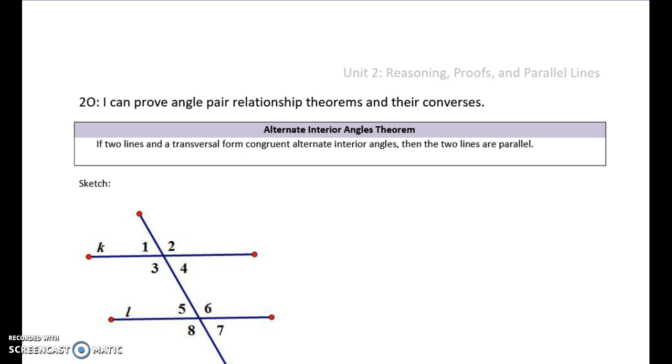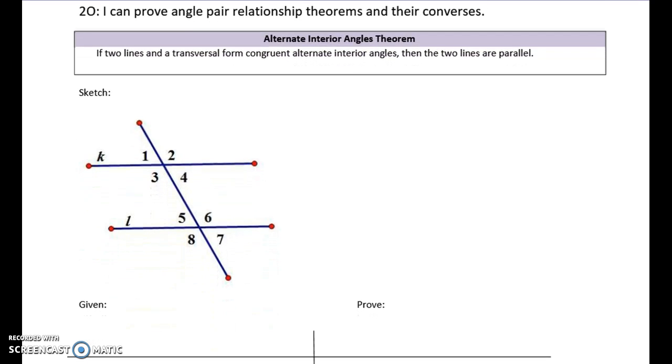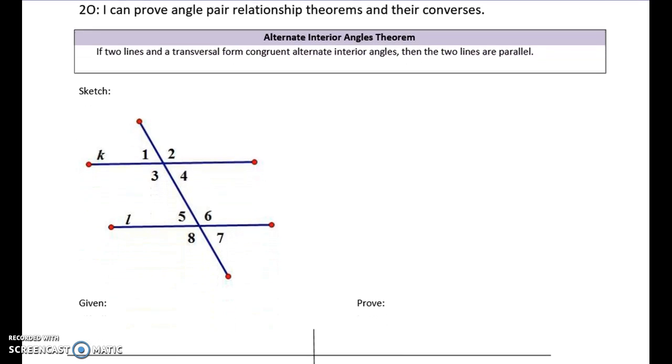The first thing we're going to prove is the alternate interior angles theorem. And the alternate interior angles theorem states, if two lines and a transversal form congruent alternate interior angles, then the two lines are parallel. So the basic way we do proofs, our given statement is always going to deal with the hypothesis of our if-then statement. Two lines and a transversal form congruent alternate interior angles.